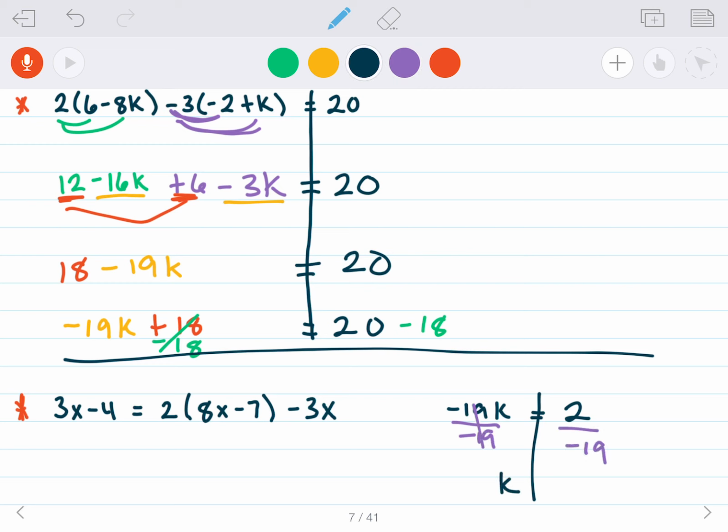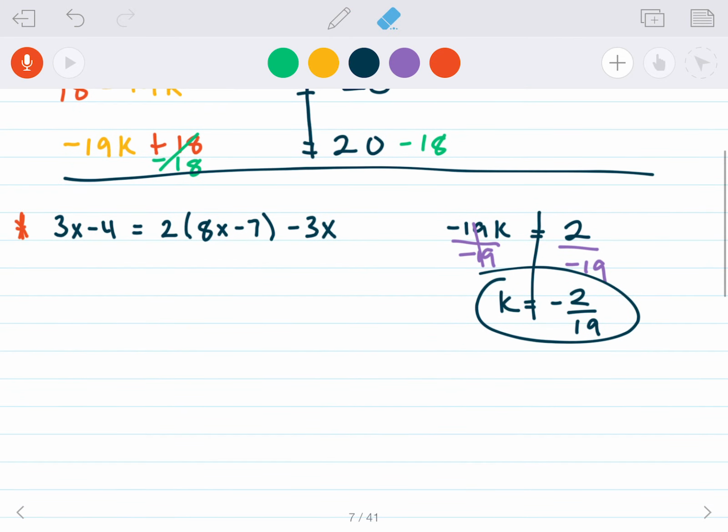I get k is equal to 2 over negative 19, which I can move the negative to the top. That's more of a convention that people do. I mean, it wouldn't be wrong if you left the negative in the bottom, but people usually just let it float kind of in the middle. So k is equal to negative 2 over 19.